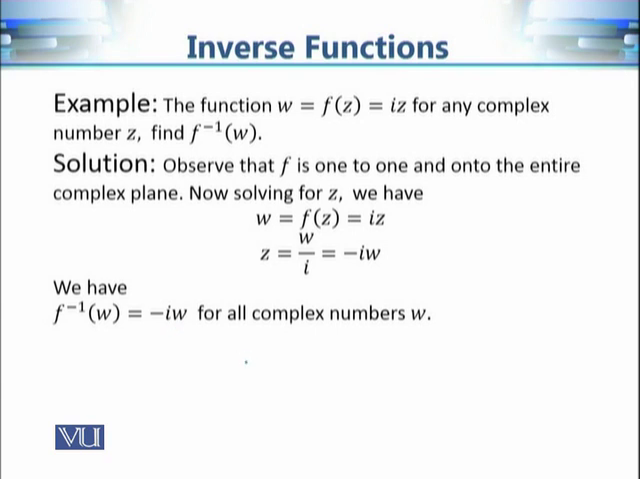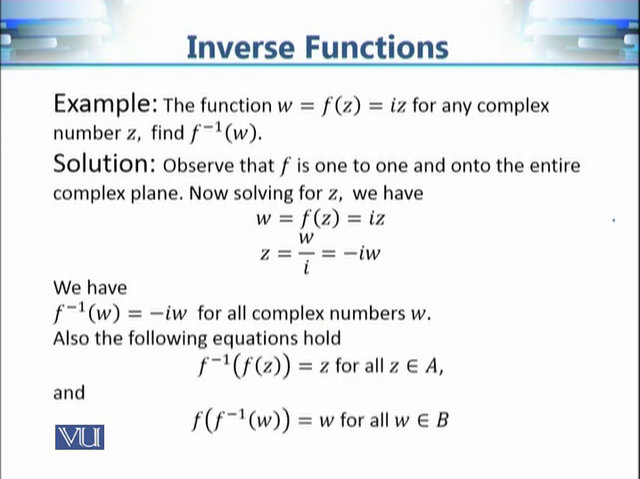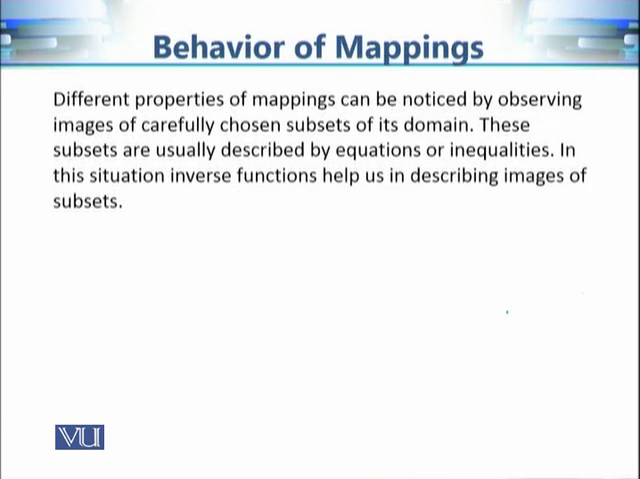Sometimes we write the same variable for the inverse as we write for the function. So in this case f inverse of z is minus iota z. And of course it is a simple exercise to see that f and f inverse satisfy these two conditions. Now calculating the inverse helps us in understanding the geometrical representation of a function.